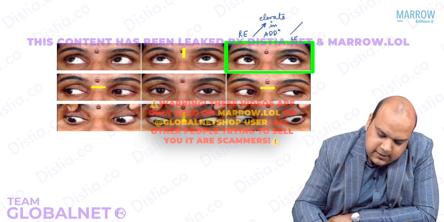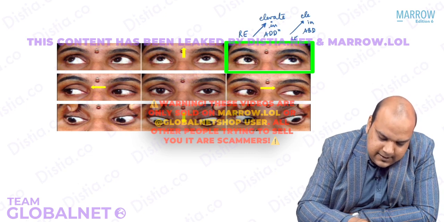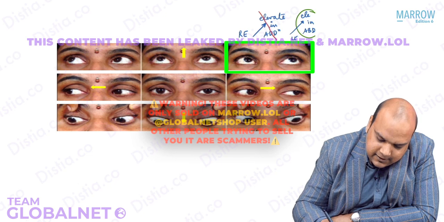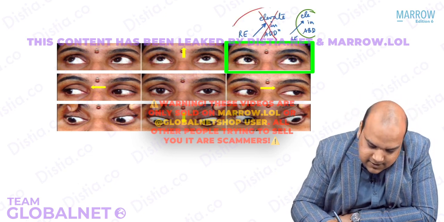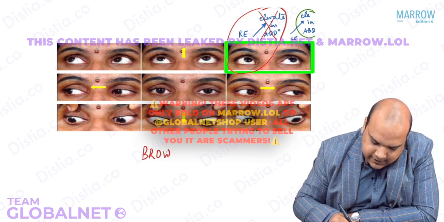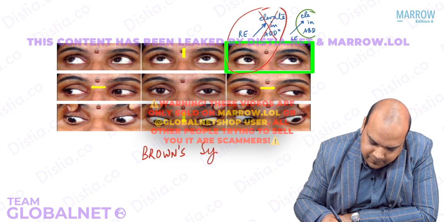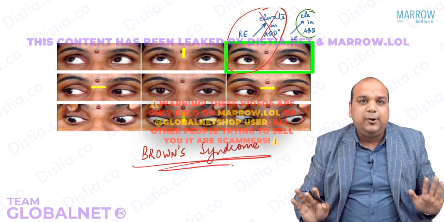Left eye is doing this action. That means elevation in abduction. Elevation and abduction is occurring properly, but elevation in adduction of the right eye is not able to occur. Yes? So there is restriction of this motion, and that is why I diagnose it as a case of Brown's syndrome. Am I clear to everybody?